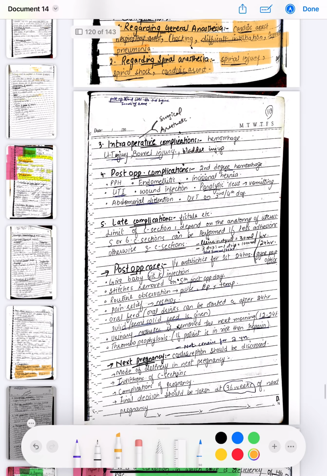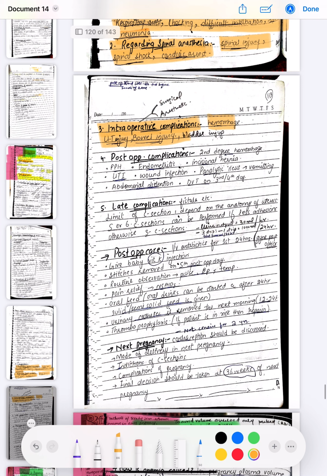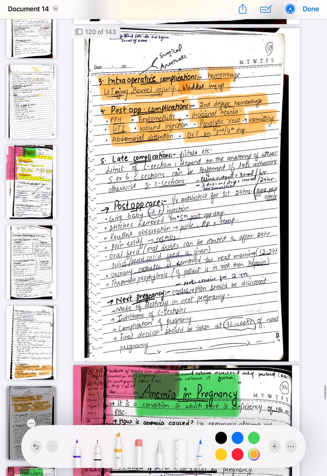Now, the intraoperative complications are hemorrhage, bowel injury, and bladder injury, and the post-operative complications are secondary hemorrhage, PPH, endometritis, incisional hernia, UTI, wound infection, paralytic ileus, vomiting, abdominal distension, and DVT on the third or fourth day. The late complications of C-section are fistula, etc. The limit of C-sections depends upon the anatomy of the uterus. 5 or 6 C-sections can be performed if there are fewer adhesions, otherwise 3 C-sections.